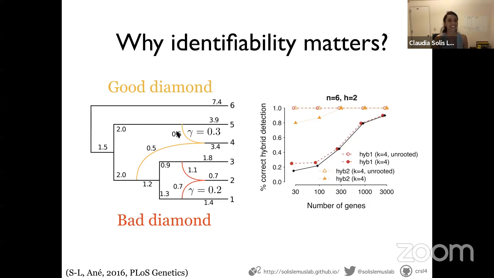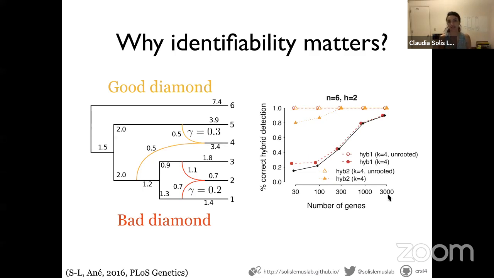You will see why. Here, I'm plotting on the right the proportion of times that I correctly detect the hybridization. For the case of the good diamond, I need as little as 30 genes to detect it. But to detect the bad diamond, I need 3,000 genes. So knowing this is crucial, because it tells me that different parts of the networks will be more supported. I will be more confident in their estimation depending on how many genes I have.